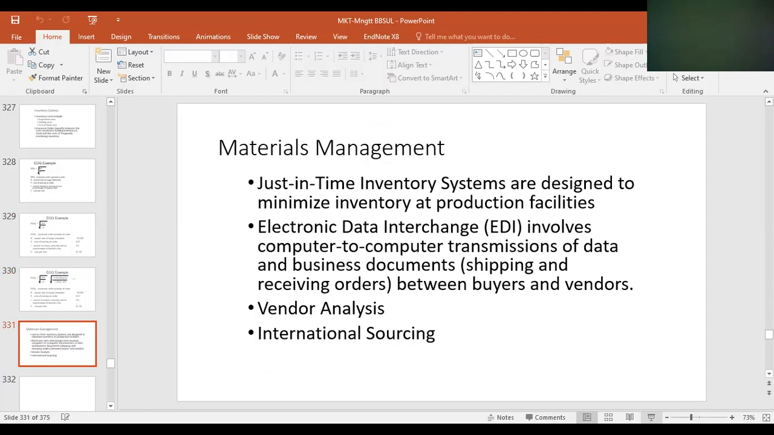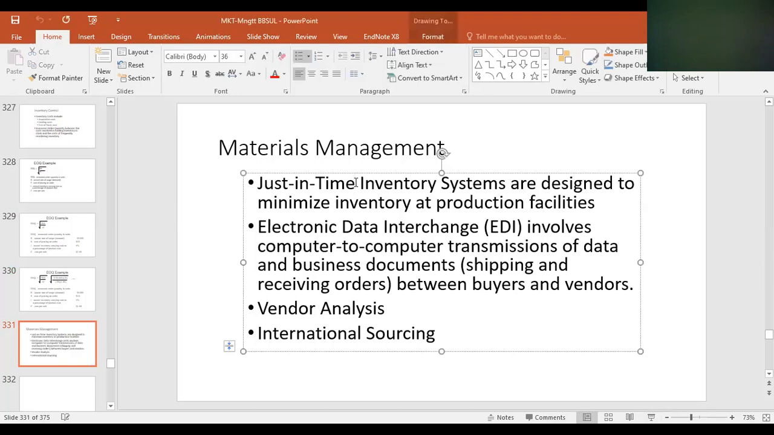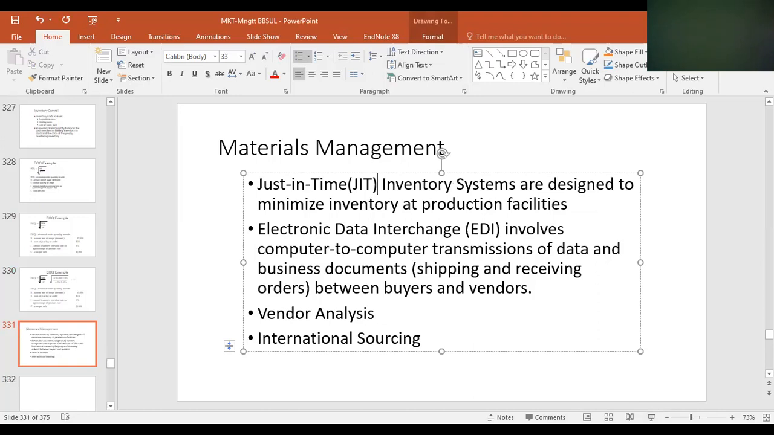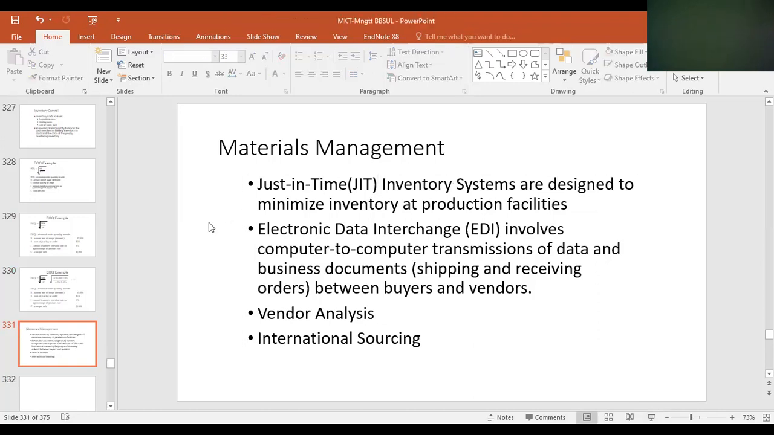Material management. Just-in-time inventory systems are designed to minimize inventory at our production facilities. We call it JIT. You note down over here. Just-in-time inventory system.